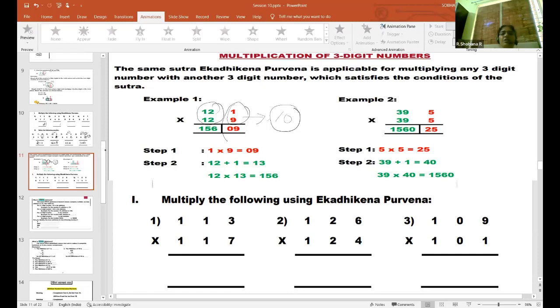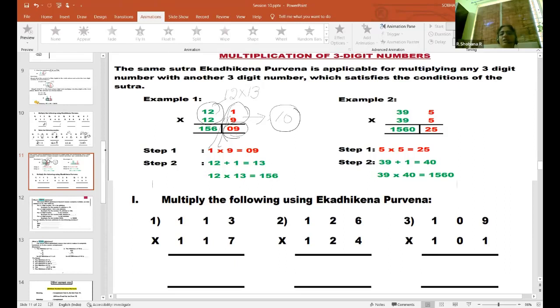So as we all saw, the product of the ones place will be the first part of the answer, and here it will be ekadhikena. So 12 into what is 1 more than 12? That is 13. So that will form the second part of the answer, which is 156.